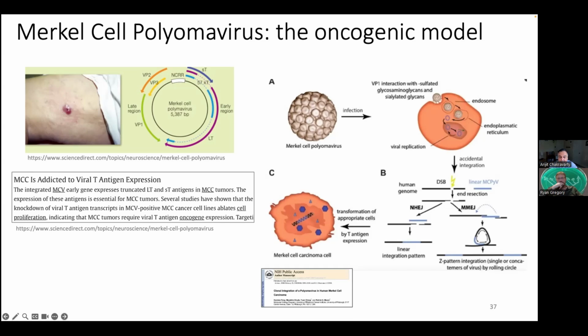This is from their paper, right? And so this is kind of how people talk about it when they talk about Merkel cell polyoma virus being an oncogenically driven oncogenic virus.